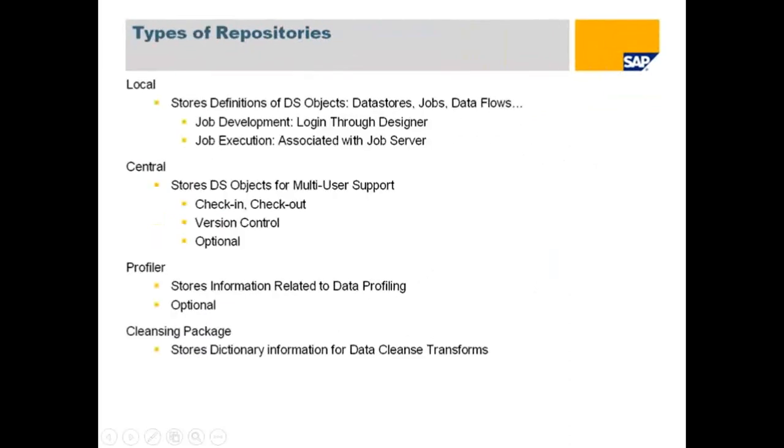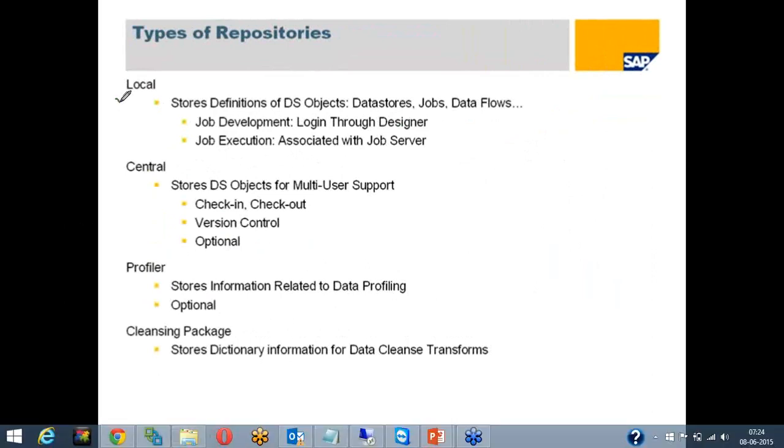There are basically 3 kinds of repositories. One is called the local repository, the second is called the central repository, and the third is called the profiler repository. So let's see what the local repository is, because this is one of the mandatory repositories that you will need within Data Services.